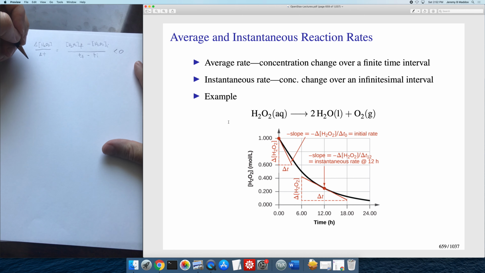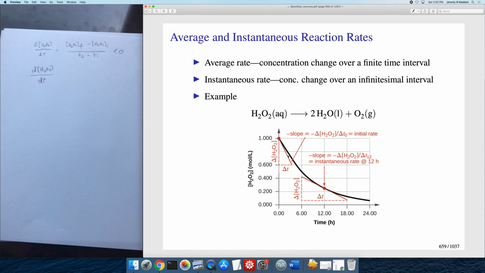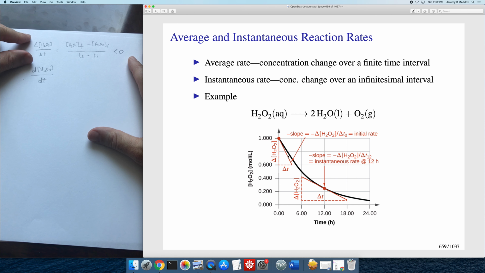If you've had a calculus course and you've studied derivatives before, then the instantaneous rate would be equal to the first derivative of this concentration expressed as a function of time, the first derivative with respect to time. So that would be the instantaneous rate. Now, you're not required to know calculus for this course, so we're going to focus on the algebraic or average definition. But just note that in some of our notation, I'll mix back and forth between the two.